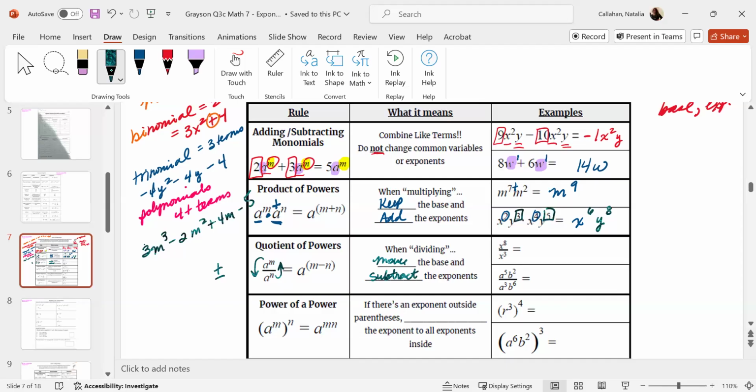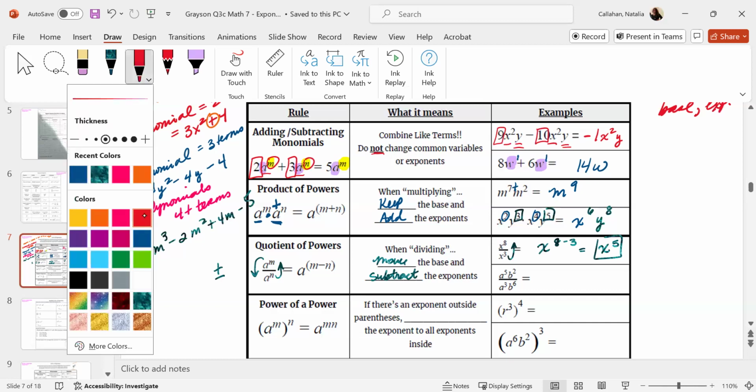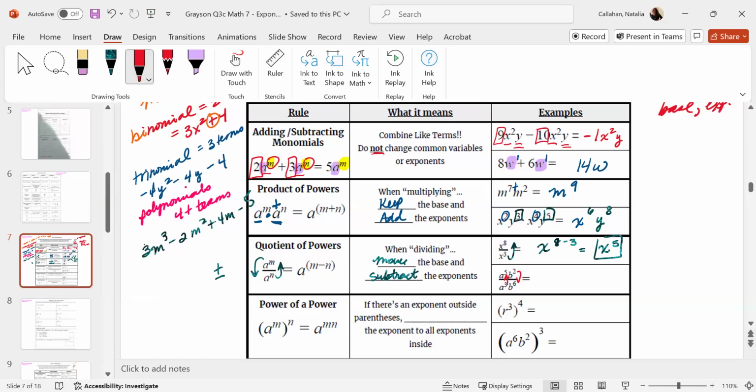Take a look at this one. Same base, x, correct? Which one's smaller? So you move it up. Because if you move the smaller number up, you always end up with a positive number, right? So then what you have here is x, 8 minus 3, which is x to the 5th power. Okay? Here, you try this one. You see where I'm putting the arrows right there? Yeah.